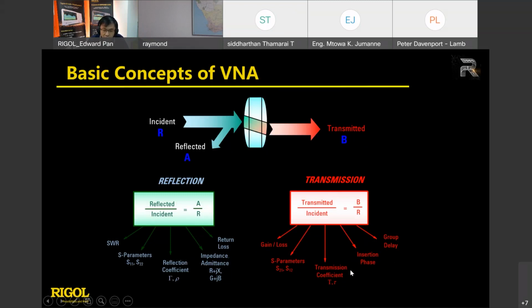As the reverse type, for the reflection type you can use the reflection coefficient and get the S11 or S22 parameters. And you can even get the SWR. So what is the SWR? That means the standing wave ratio. If the impedance is fully reflected by the load, you get a full standing wave on the transmission line.